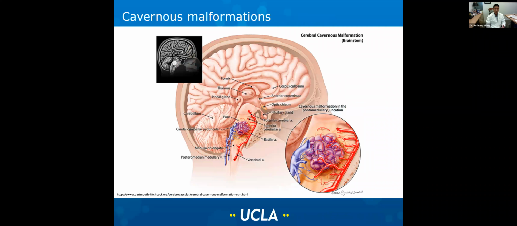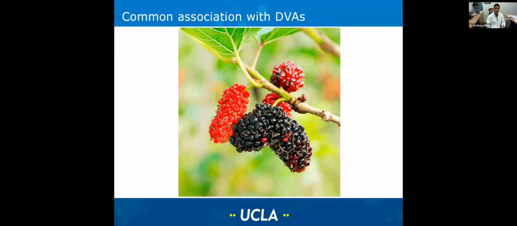So here's a representation of what a cavernous malformation looks like. It's sitting in the capillaries between the arteries and the veins. Very frequently, these will be associated with a developmental venous anomaly, which is just a fancy word for a large vein, an abnormally large vein. And oftentimes multiple cavernous malformations can be seen coming from the same vein, much like these mulberries here.